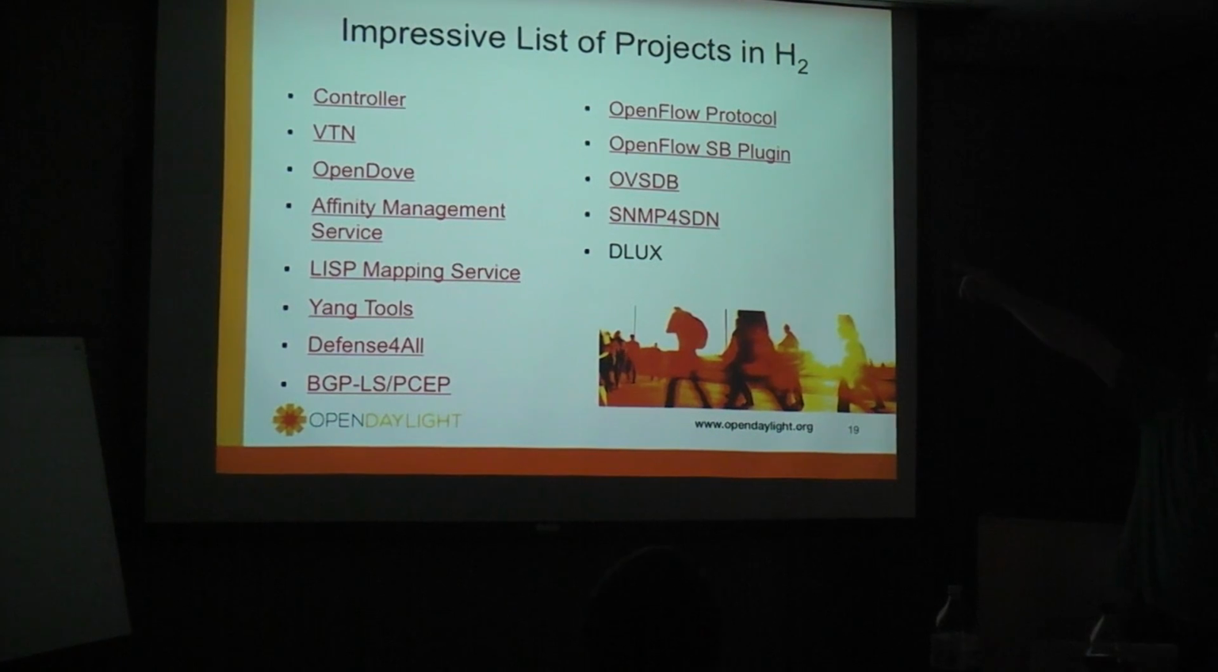The core controller, VTN and OpenDaylight, network virtualization stuff. Yang tools is this modeling thing that I was talking about. BGPLS is essentially support for a particular networking protocol. OpenFlow and the OpenFlow protocol and plugin are other things. SNMP is another networking protocol, as is ESDB. So a lot of it is southbound protocols to support stuff, and a few companies shipping applications. Affinity, OpenDove, and VTN were three applications at the top end that did nice things on your network.